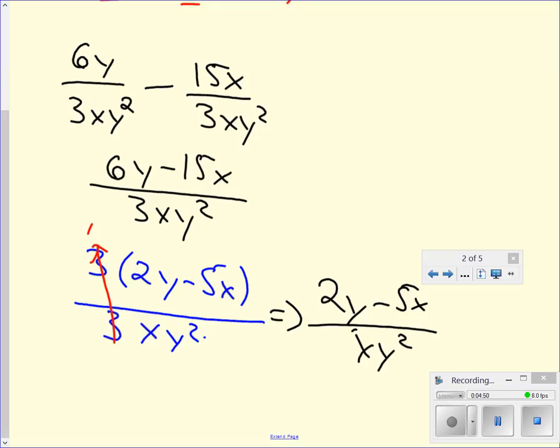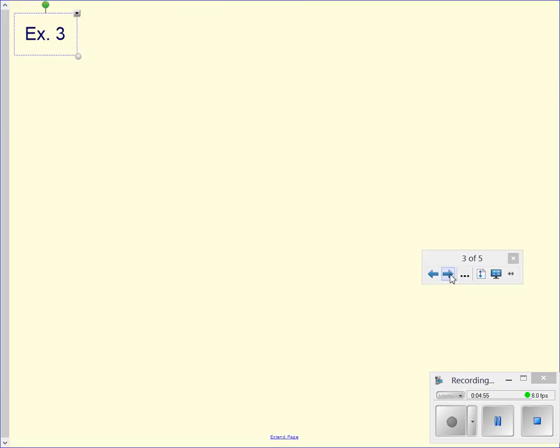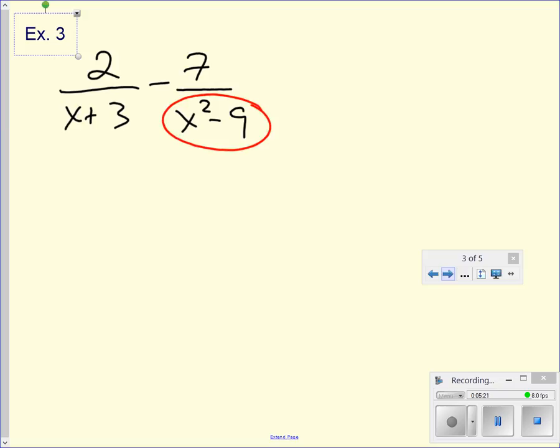So let's take a look at a slightly more complicated one. In this example, I have 2 over x plus 3, minus 7 over x squared minus 9. Now, I look at this and alarm bells are already ringing. I have this right here. Well, that's a difference of squares.